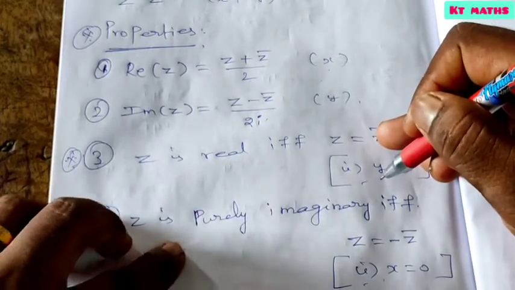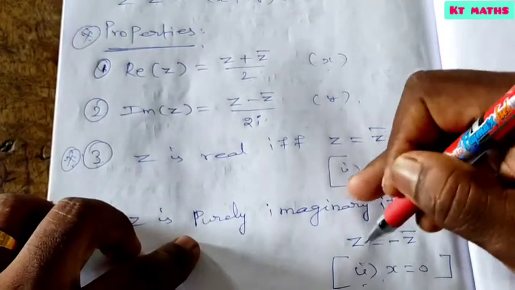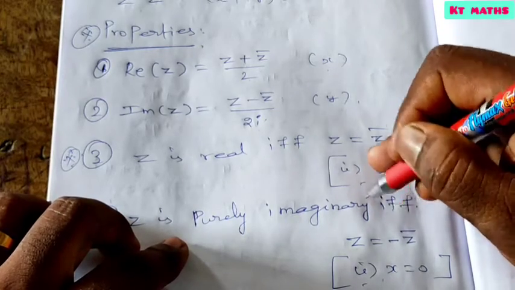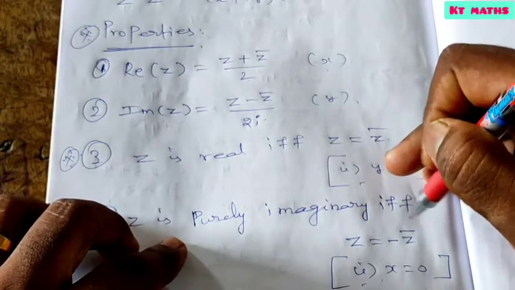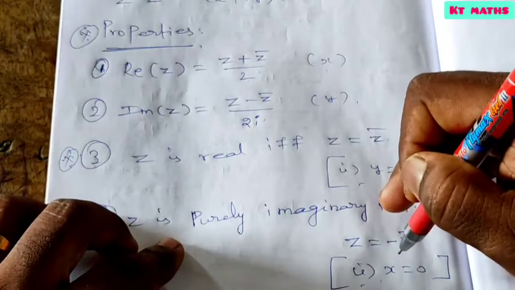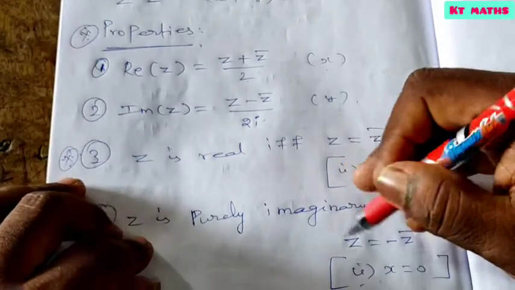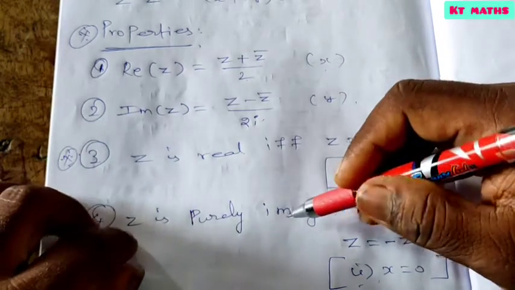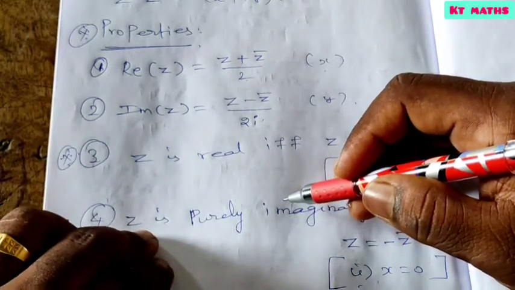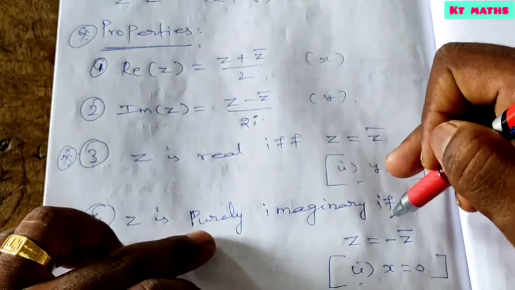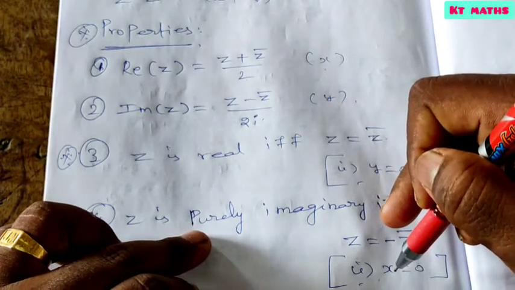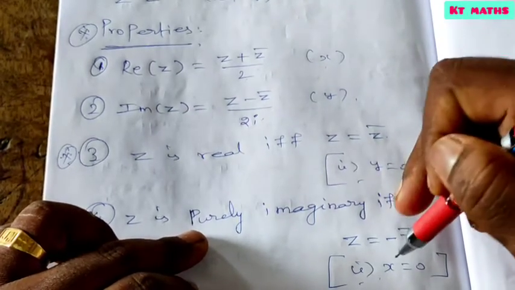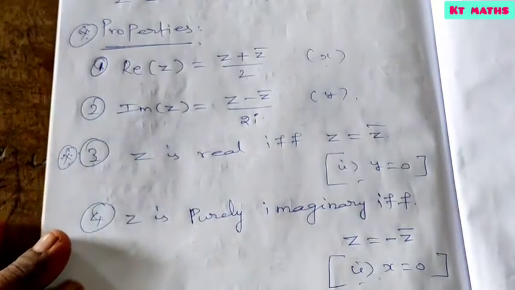And if z is purely imaginary, then z equal to minus z bar. Z equal to minus z bar or z bar equal to minus z, both are equal. So in this the real part is equal to 0. So here z is purely imaginary, so a real part x equal to 0. We have to remind that x equal to 0.